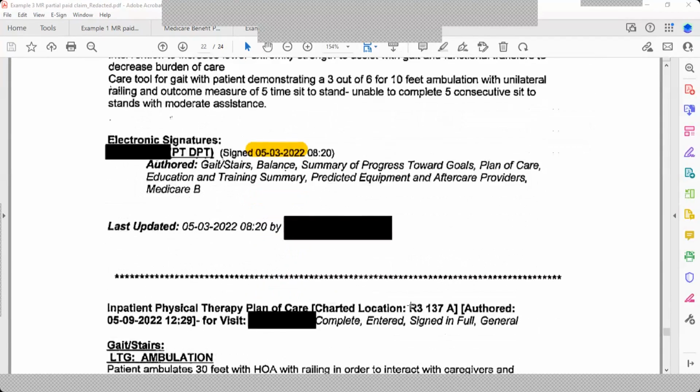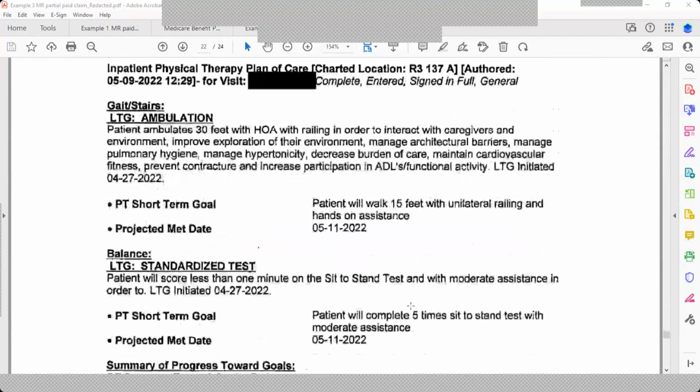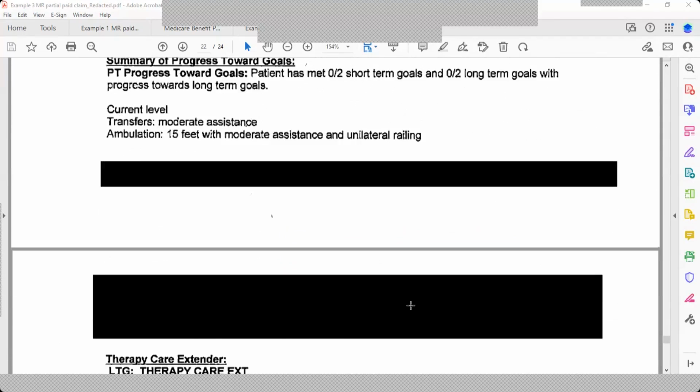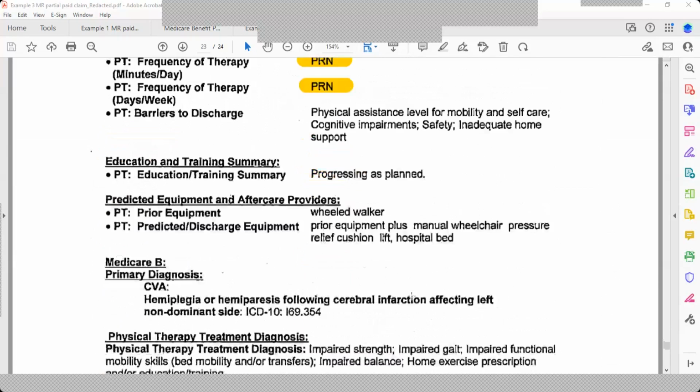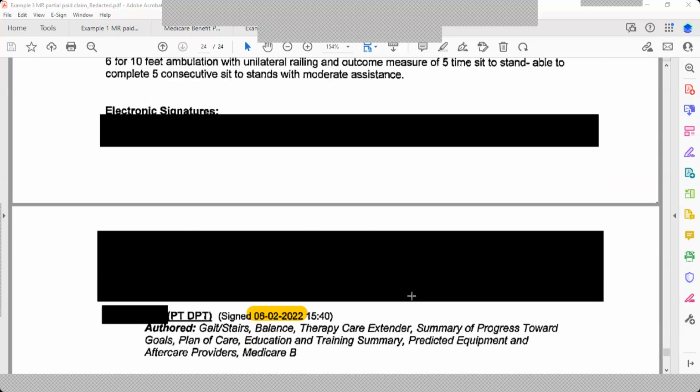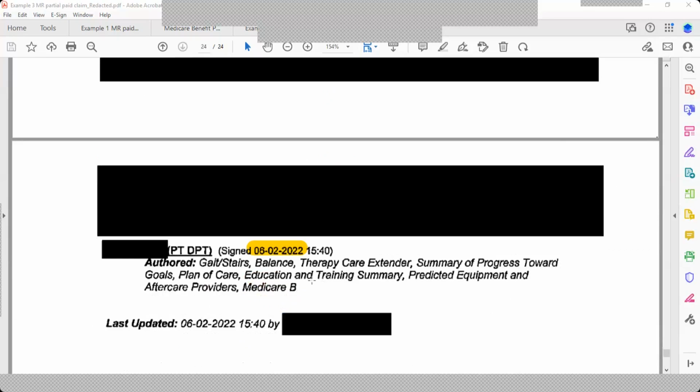And now I'm going to scroll down to the physical therapy note for June 2nd. Per the physical therapy note on June 2nd, both the frequency for minutes per day and the frequency of days per week decreased to PRN. To show you that it was signed June 2nd. Again, the planned minutes per day and days per week of PT, when combined with the planned minutes per day and days per week of OT, would not qualify the patient for intensive therapy per IRF requirements.